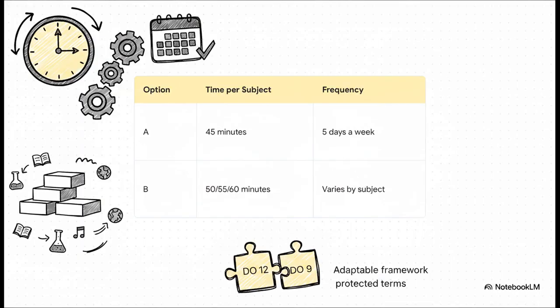Now, what's really interesting about this is the incredible flexibility DO 12 gives you. You basically have 2 main structured routes. Option A is straightforward, a flat 45 minutes a day, 5 days a week, across all learning areas, plus your weekly homeroom guidance. Easy, right? But hey, if that doesn't vibe with your school's setup, there's Option B. This lets you do 50, 55, or 60-minute blocks depending on how often a subject meets. So English, math, science, and Values Ed, those are 5 times a week. TLE, MAPEH, AP, and Filipino, 4 times a week. It is a really clean, adaptable framework that fits perfectly inside the protected terms of DO 9.